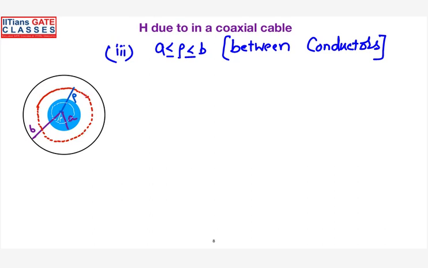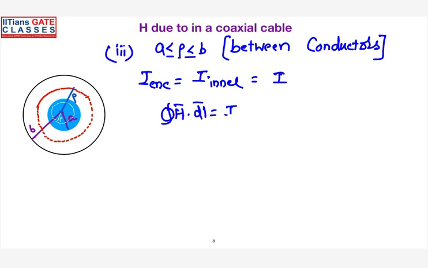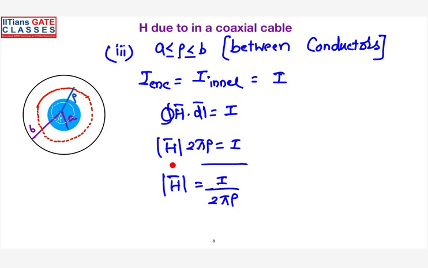Good, it is I, because whatever current you are enclosing in that loop is only the current carried by the inner conductor. That is nothing but I. Then you can straight away apply Ampere's law. Integral H dot dl is equal to I. So H into 2 pi rho is equal to I. What you are going to get, the magnetic intensity, is I by 2 pi rho. This is the magnetic field intensity between the conductors, between the inner conductor and the outer conductor.